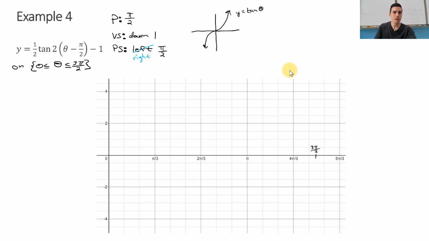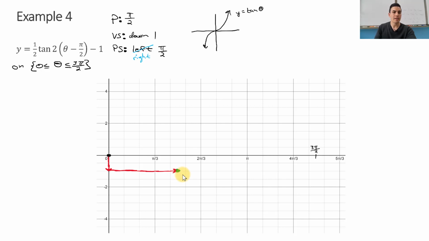Okay, so for reference here, we would start at the origin, right, because that's our midline. And we are going to move this point down 1 unit and over pi over 2 units. So we're going to move down 1 unit over pi over 2. It's going to sit us right about here for our new starting point.